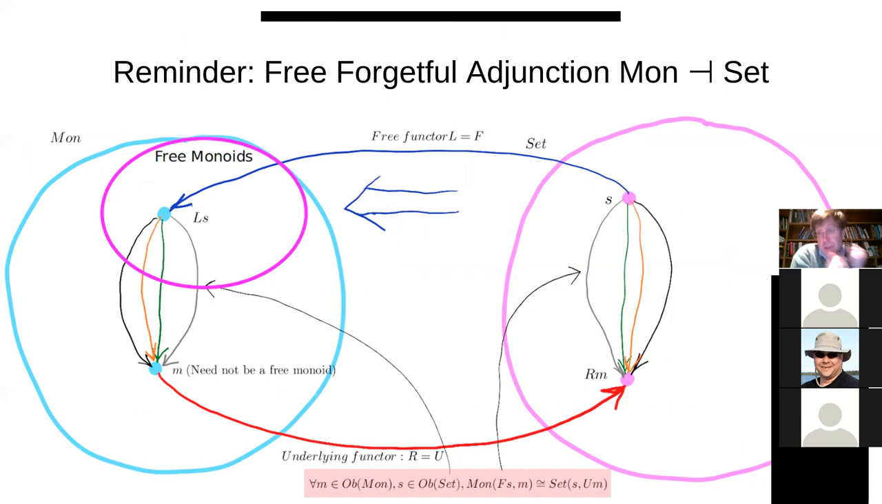each monoid is associated with a set, and that set has in it one element for each possible sequence of items from S. So if S is again zero and one, LS has as its set the empty sequence, zero, one, and then zero zero, zero one, one zero, one one, and then zero zero zero, zero zero one, and so on.